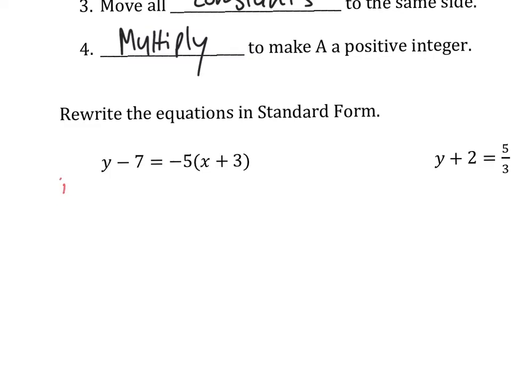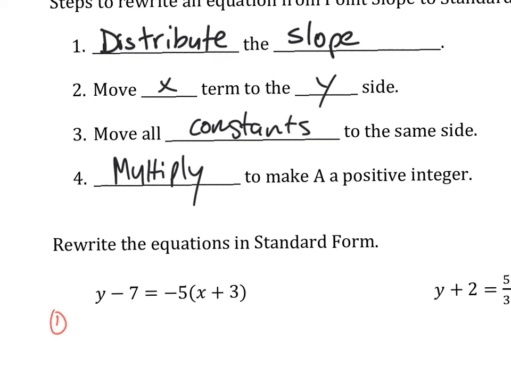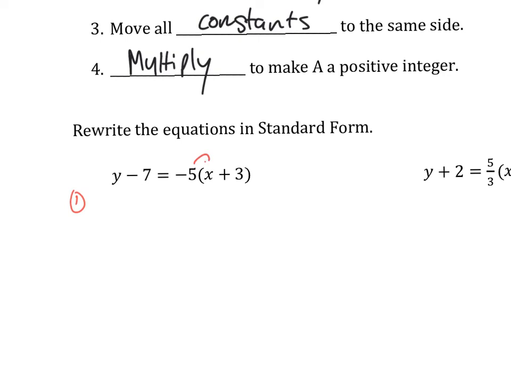Okay, step number 1 is that we want to distribute the slope. So we're going to multiply -5 through the parentheses. So y minus 7 will stay on the left-hand side. We'll get -5 times x is -5x. -5 times a positive 3 gives us -15. Okay, that is step number 1.